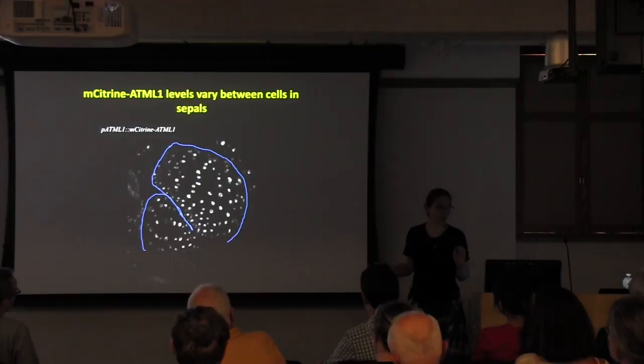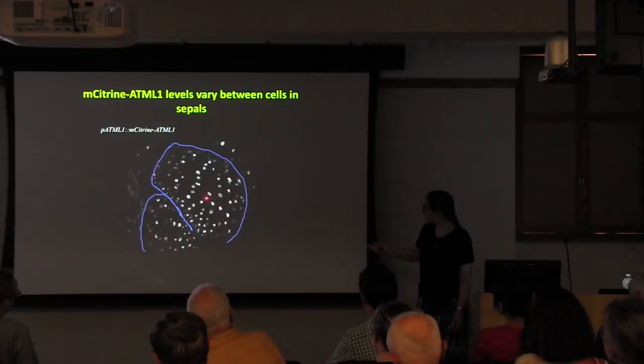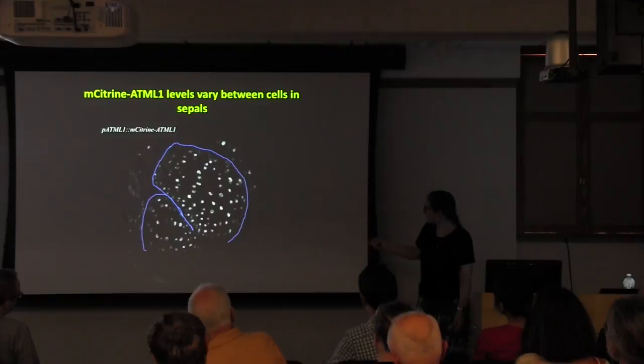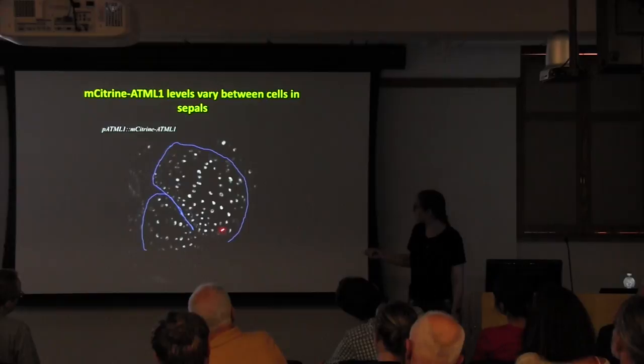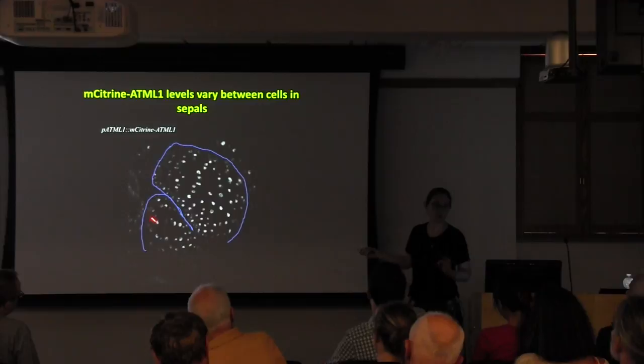And you can see that some have very high concentrations of ATML1, very bright, and its neighbor is a little bit lower. Over here, there's a really bright one, and here's one that's so dim you can barely see it. So there's definitely different concentrations of ATML1 in these different epidermal cells. And this is before giant cells have been established, before the specification has taken place.